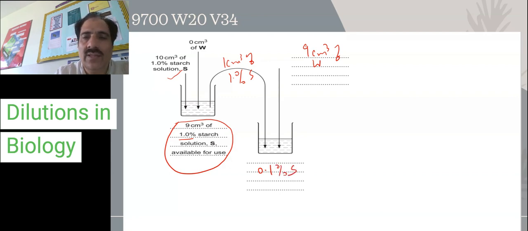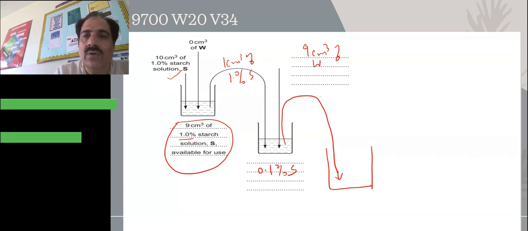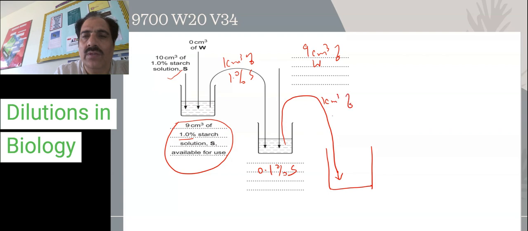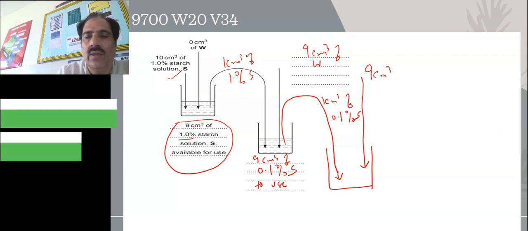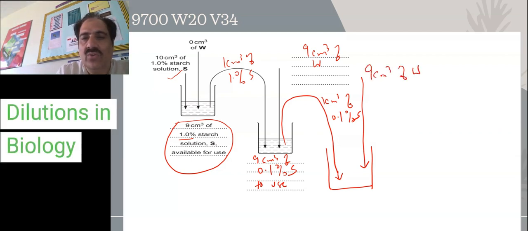Then next we take 1 centimeter cube from here, and the way I am doing it, you have to do it in the same way in the examination. So we write 1 centimeter cube of 0.1% S. So we are left with 9 centimeter cube of 0.1% S, which is available for use. And to this one we will add 9 centimeter cube of water. So this will become 10 centimeter cube, and now the concentration will be 0.01%.